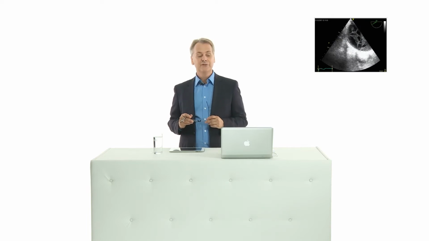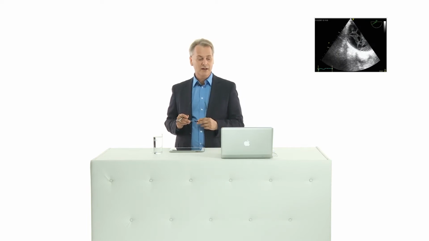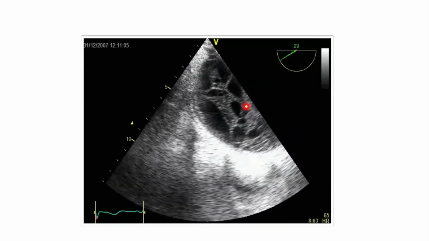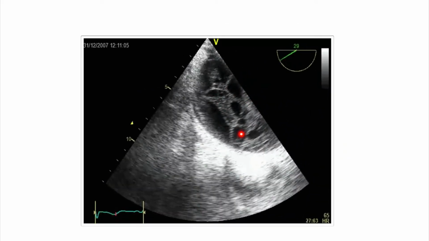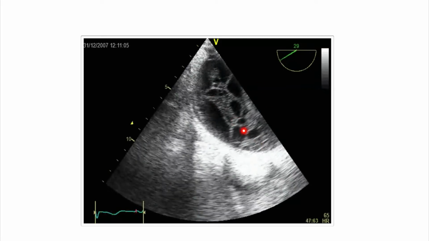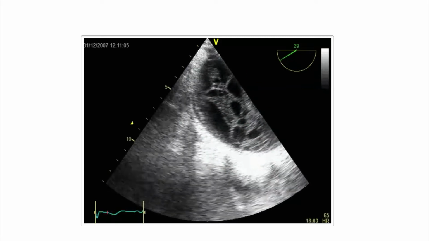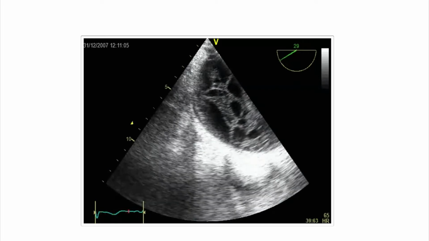Then we see different characteristics of pleural effusions as well. Here is a pericardial effusion where we have fibrous strands and organized material inside the effusion, which basically means that it's probably of infective origin.